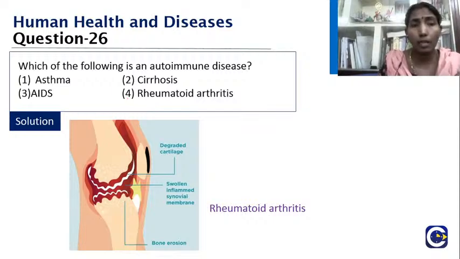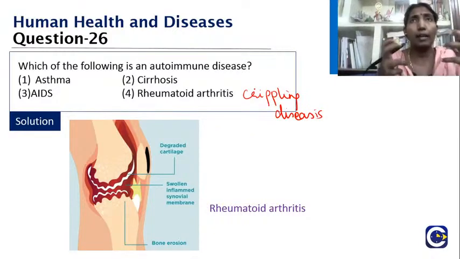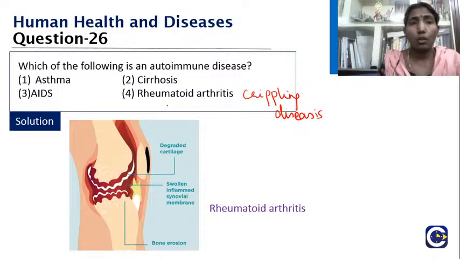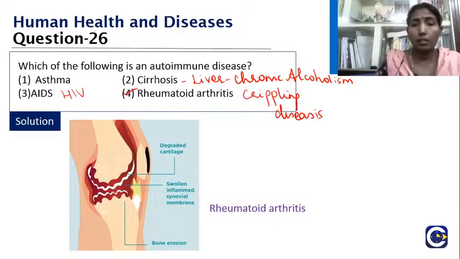Antibodies are formed against the synovial membrane, and that is why it brings about destruction of the cartilage and the bone. It's actually a crippling disease. Arthritis is inflammation of the joint, so it will affect all. First it will affect the small joints, and then it will spread to the larger joints also. Cirrhosis is with the liver. I already told you, with chronic alcoholism people land up with this. And what about AIDS? We know that is with HIV. Asthma pertains to an allergic condition, it's not an autoimmune disease. So your answer is right, that is rheumatoid arthritis.